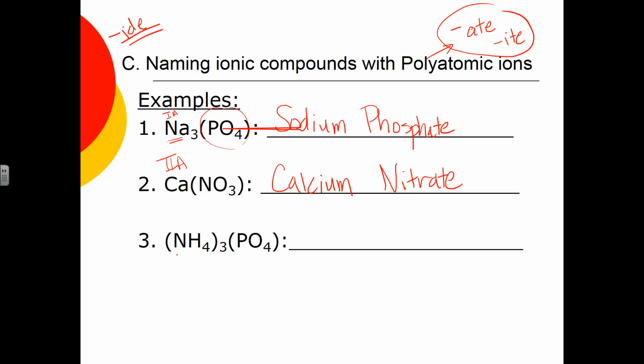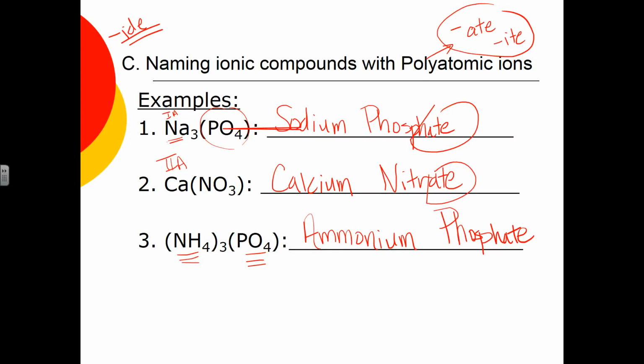And here we have ammonium. Remember, he's your only polyatomic cation. All the other polyatomics are anions. And then this is just phosphate. So we just call it that, ammonium, phosphate. Notice all of these end in ate, ate, ate. Sometimes they'll end in ite.